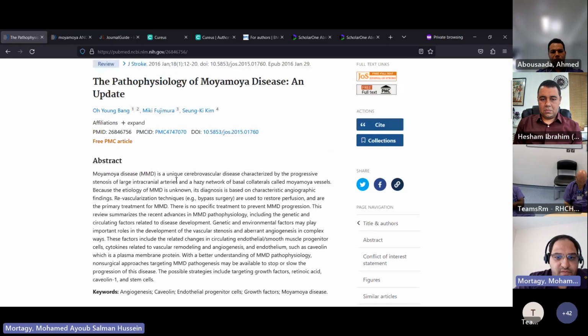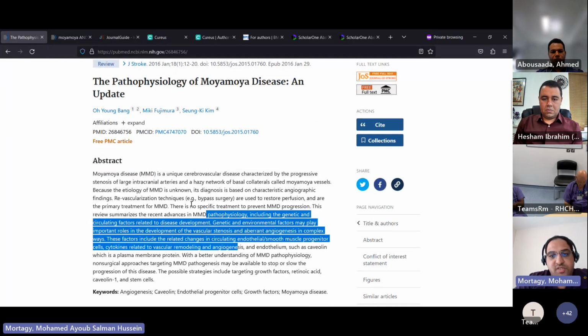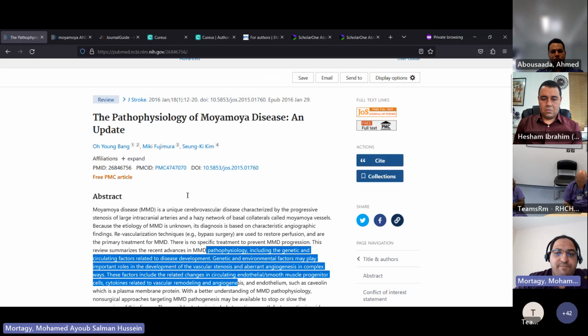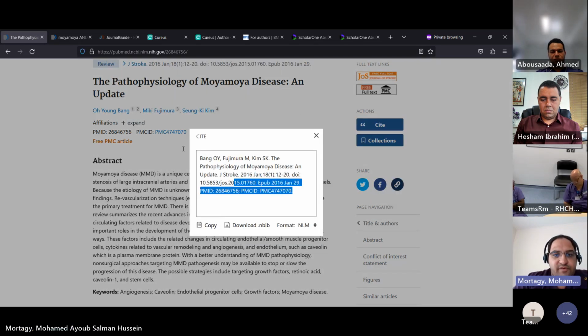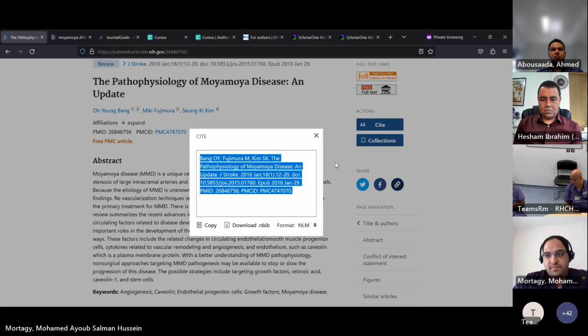If you find what you're looking for about the pathophysiology and the causes, then summarize it and paraphrase it in your own words after you understand it. You cannot just copy and paste, that's plagiarism. And you can read, understand, paraphrase in your own words, and then click cite, take that reference, and then put it in your Word template. Just a second here.